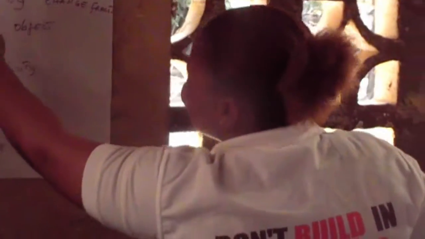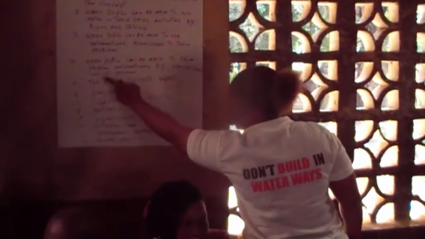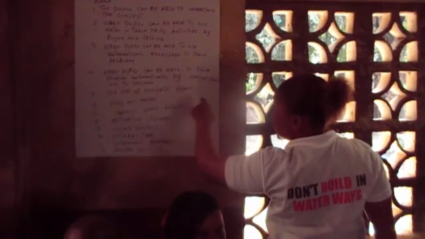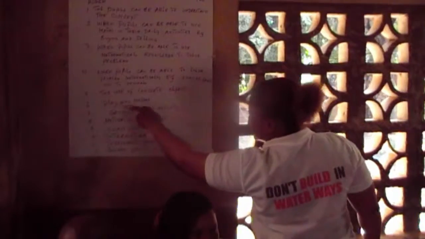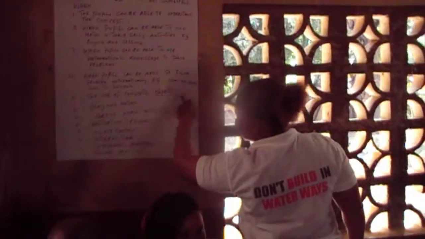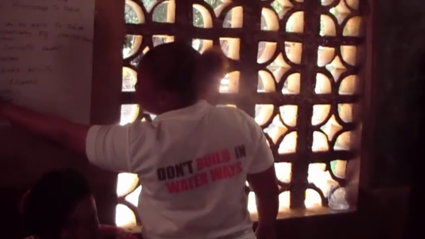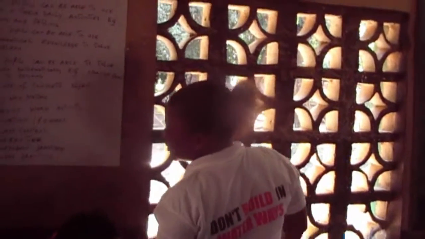4. When pupils are able to solve problems mathematically, for example, change fractions to decimals. 5. The use of concrete objects. 6. Playway method. 7. Group work activities. 8. Motivation, stroke, reward.